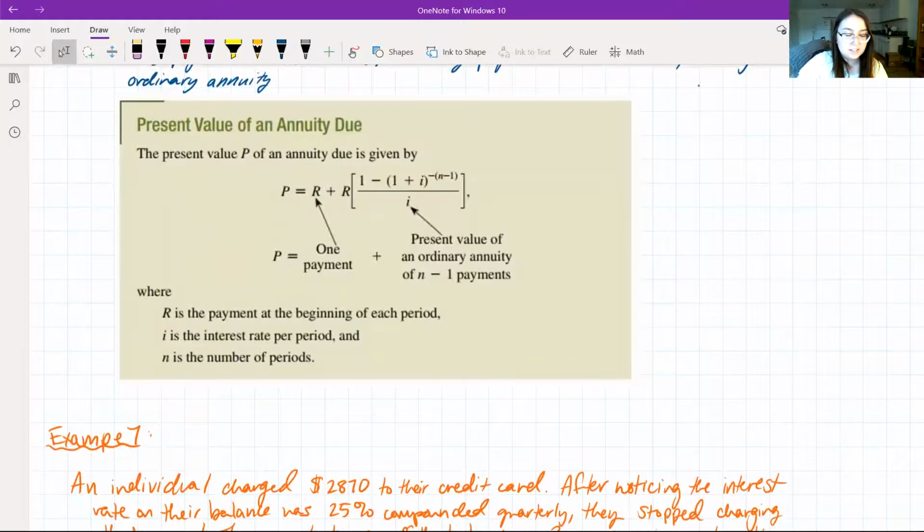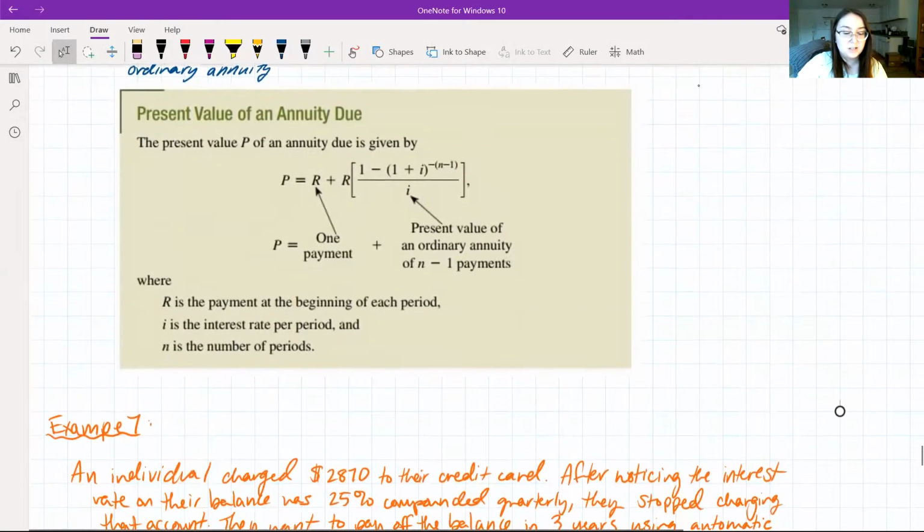Present value of an annuity due. The present value P of an annuity due is given by P equal to R plus R times 1 minus (1 plus I) to the power of negative (N minus 1), divided by I. So what we get here is that P is equal to one payment that doesn't earn any interest plus the present value of an ordinary annuity of N minus 1 payments. R is the payment at the beginning of the period, I is the interest rate, and N is the number of periods.